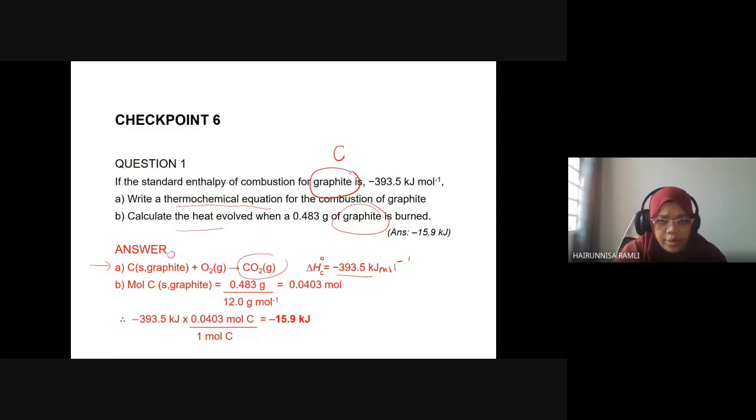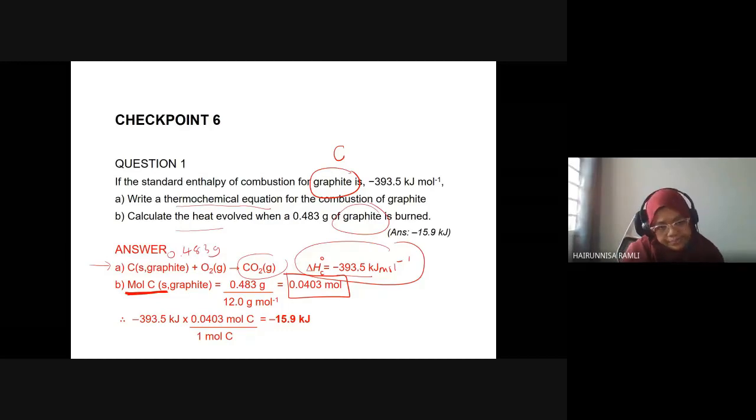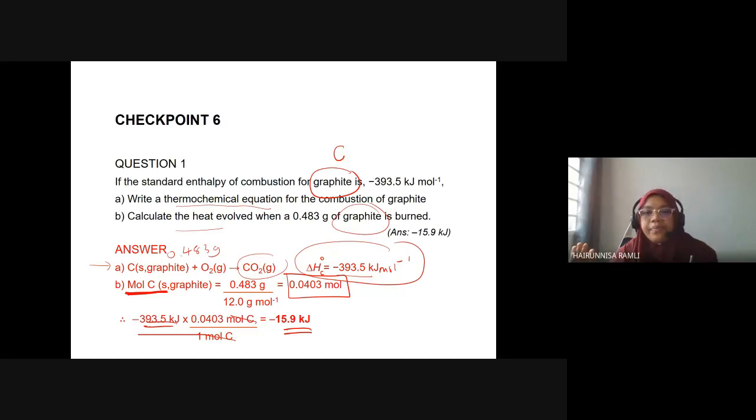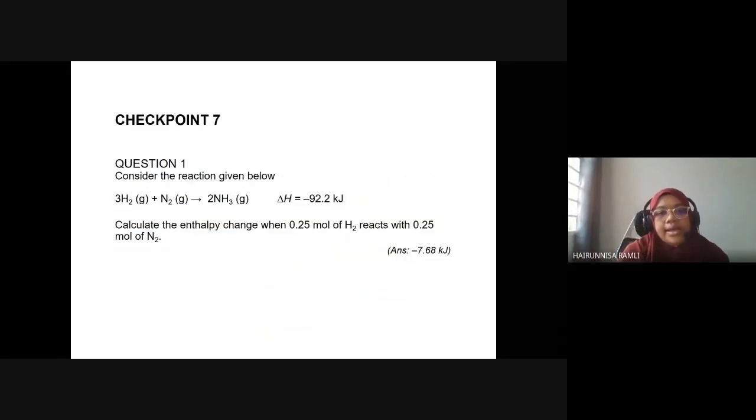This is graphite. So if it is 0.483 gram, it means you must find the mole first. Because this one is one mole, this is the value, right? If you divide by molar mass, this is the mole that you get: 0.0403. So you make a ratio. You make the ratio here, you will get the value, multiplied with this mole. Of course, it must be less than the original, because it is less than one mole. Okay, is it clear? I hope you understand, because I think the rest, the stoichiometry, you are already familiar with. It is just how to relate the relationship between reactants with the enthalpy value, or products with the enthalpy value.